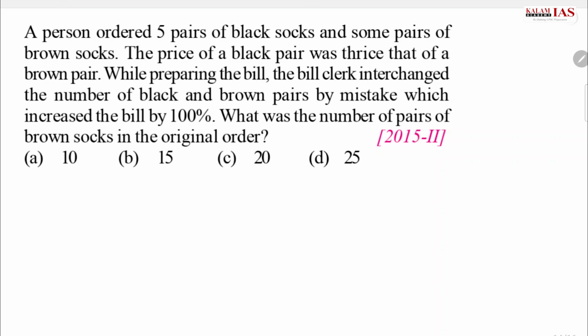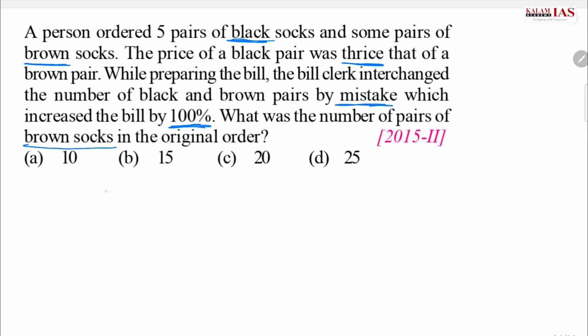I hope everyone has attempted the question. It is said, a person ordered 5 pairs of black socks and some pairs of brown socks. The price of a black pair was thrice that of a brown pair. While preparing the bill, the clerk interchanged the number of black and brown pairs by mistake, which increased the bill by 100%. What is the number of pairs of brown socks in the original order?